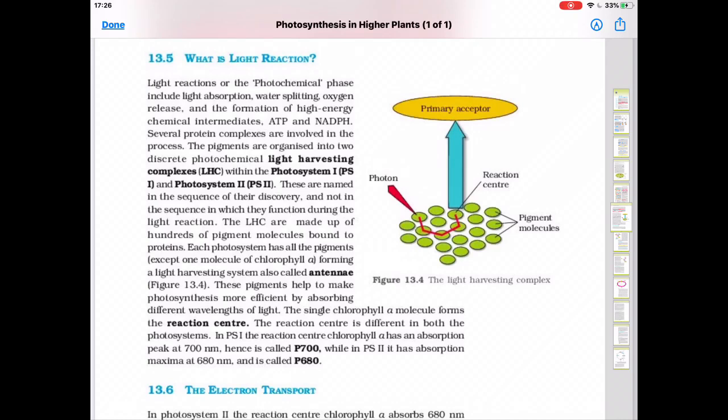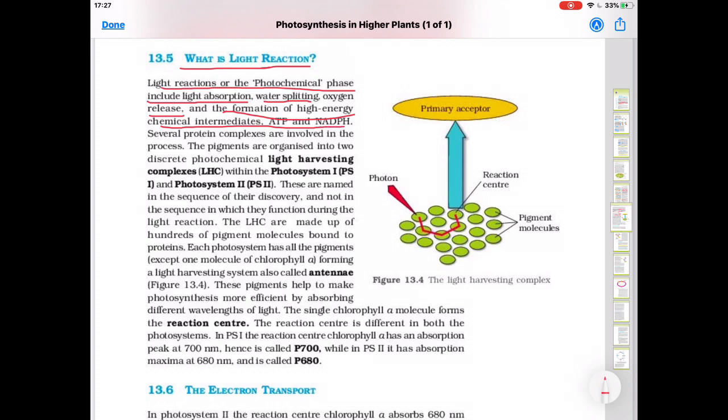Good morning, students. Our today's topic is light reaction. Light reaction, or the photochemical phase, includes light absorption by the plants, water splitting, in which the water molecule splits into hydrogen and oxygen, then oxygen is released, and the formation of high energy chemical intermediates, that is ATP and NADPH.